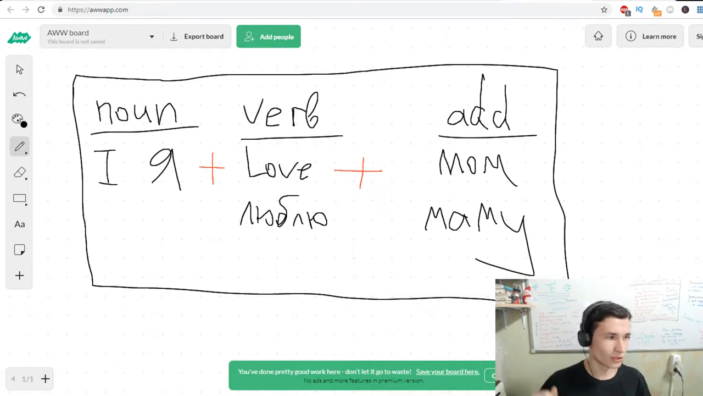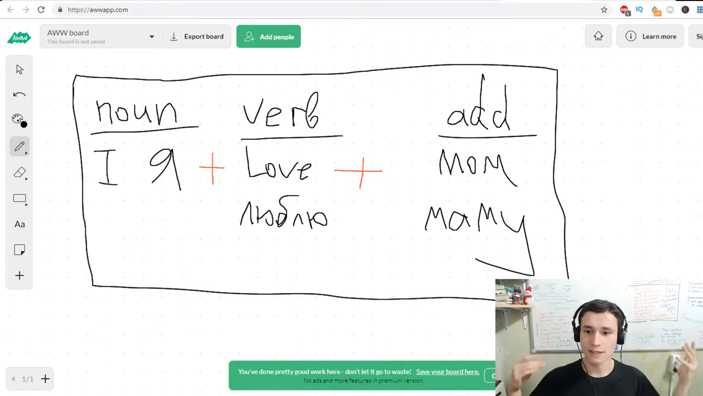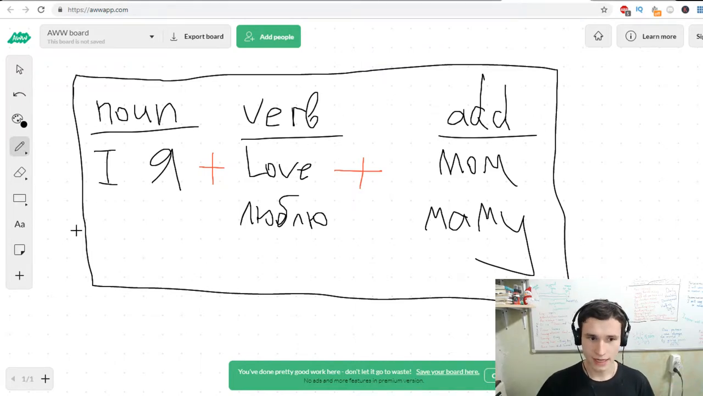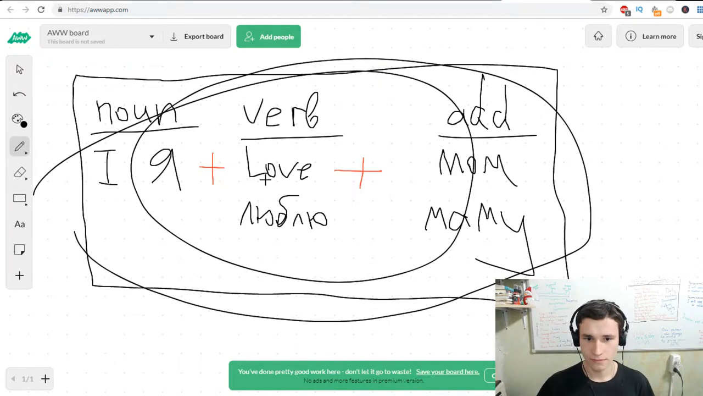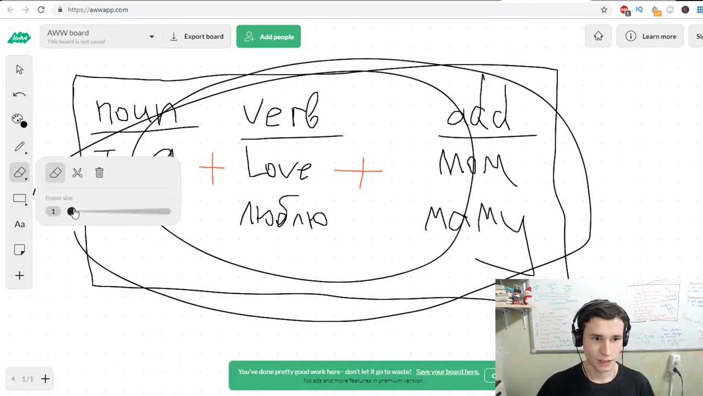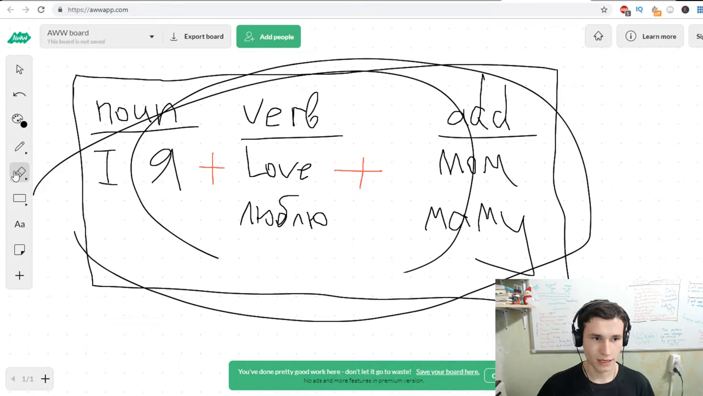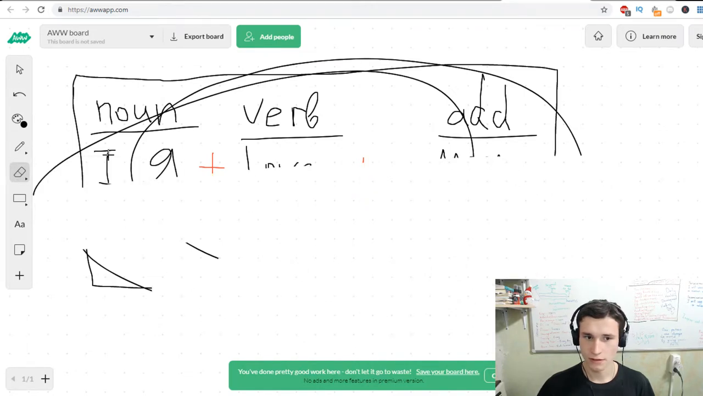Я люблю маму, я люблю папу, я люблю сестру. Сестра is sister, папа is dad. Я люблю мир, мир is world. Understand? Okay, let's erase it fully. Next.